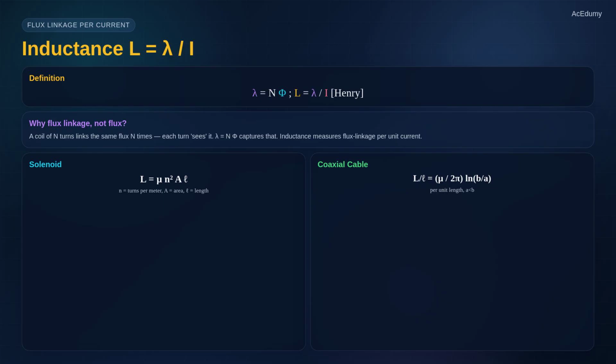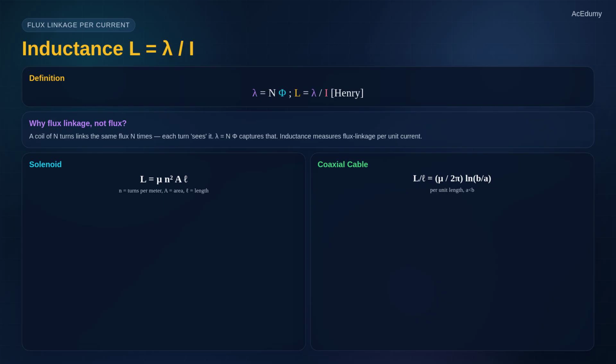Let's compute it for a solenoid. Inside, H equals Ni, so B equals mu Ni. Flux per turn is phi equals Ba equals mu Nia. Total flux linkage is lambda equals N phi equals N mu Nia. But N equals n times l, the solenoid length, so lambda equals mu n²Ial. Divide by I to get L equals mu n²Al.